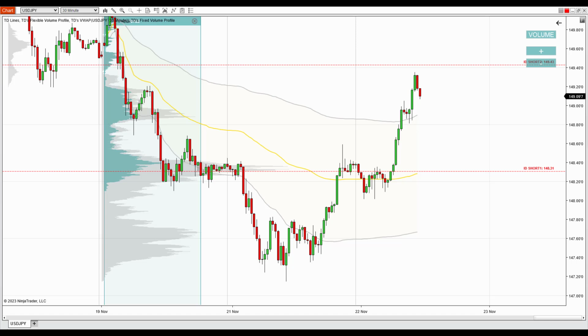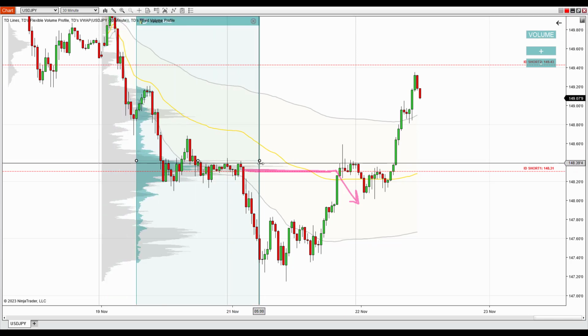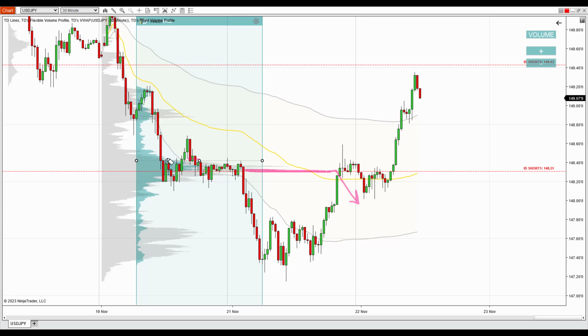So let's get started. What you see before you is NinjaTrader 8 platform with my custom-made volume profile and VWAP indicators. This is US dollar Japanese yen, 30-minute time frame, and if you remember from yesterday's video, I was talking about short level from here, and that short was based on those heavy volumes you see there.